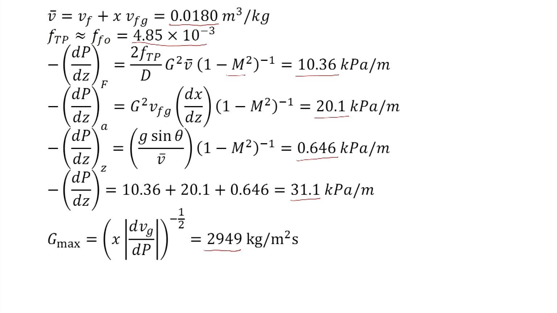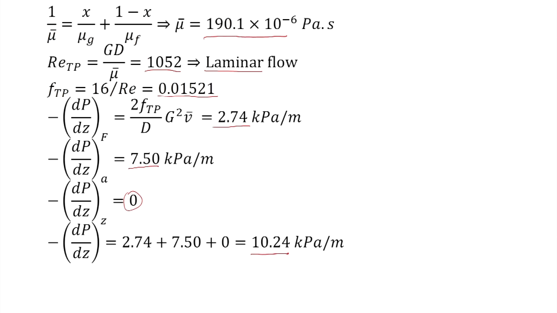But these will change from problem to problem, and sometimes one term may be dominant, sometimes another term may be dominant. In the previous example, the gravitational pressure gradient was 0 and the acceleration pressure gradient there also was larger than the frictional pressure gradient.